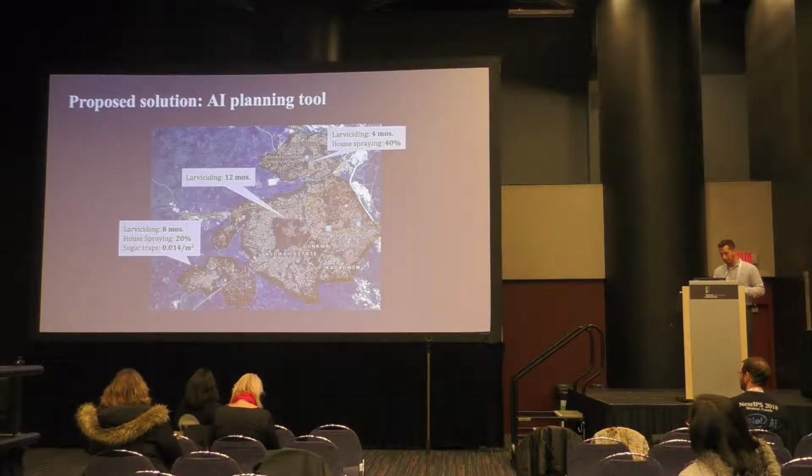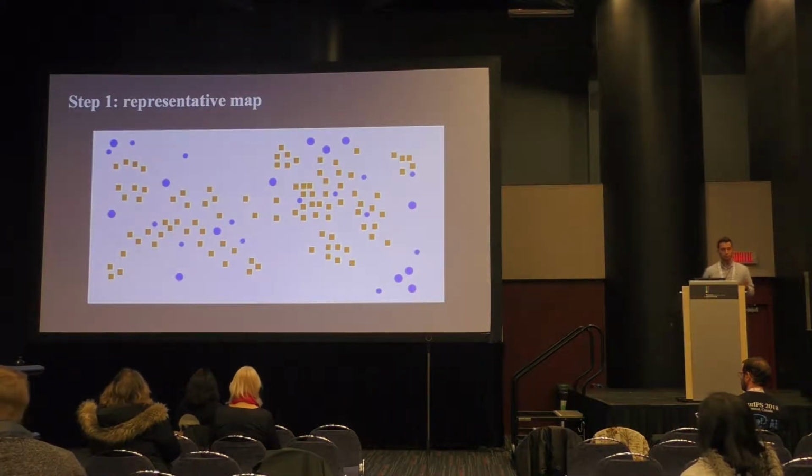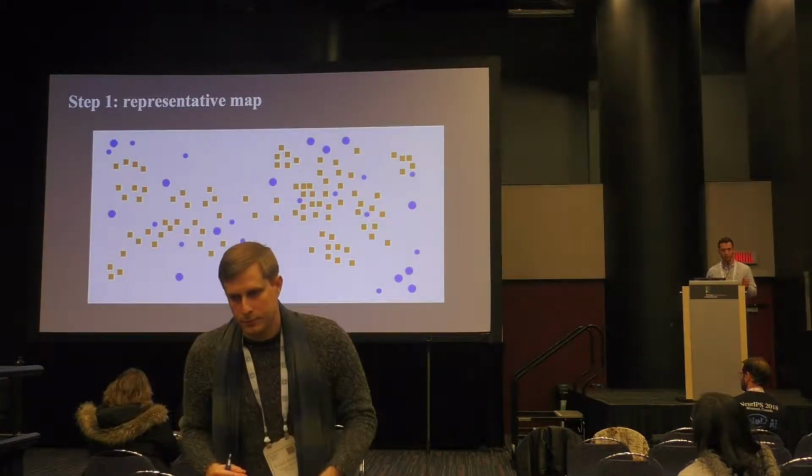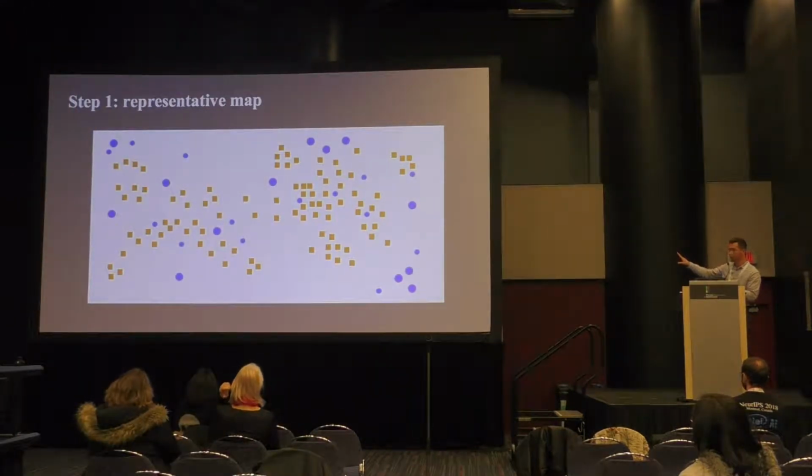So I want to show an example of how we're using artificial intelligence to develop this planning tool. I'll give the example of the spatial factor. This is a demonstration of a simplified map of a village where in brown you see the houses and in blue you see the water bodies. And of course, the best method would be to spray all of the houses and spray all of the breeding sites, the larval habitats. And that would, of course, get the most reduction in malaria.